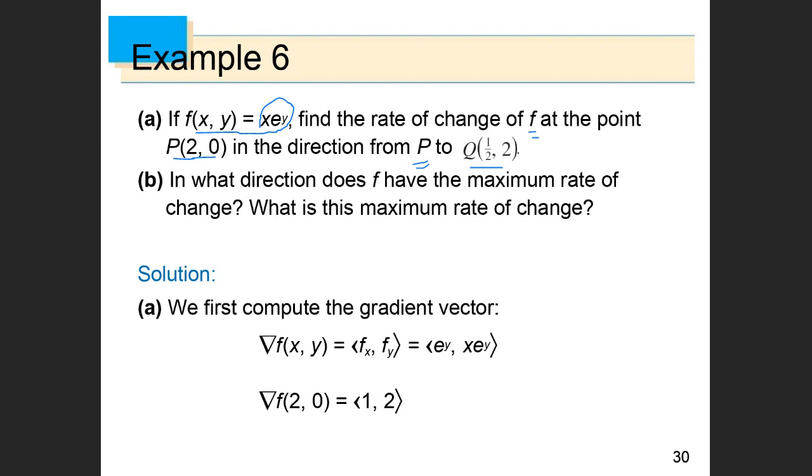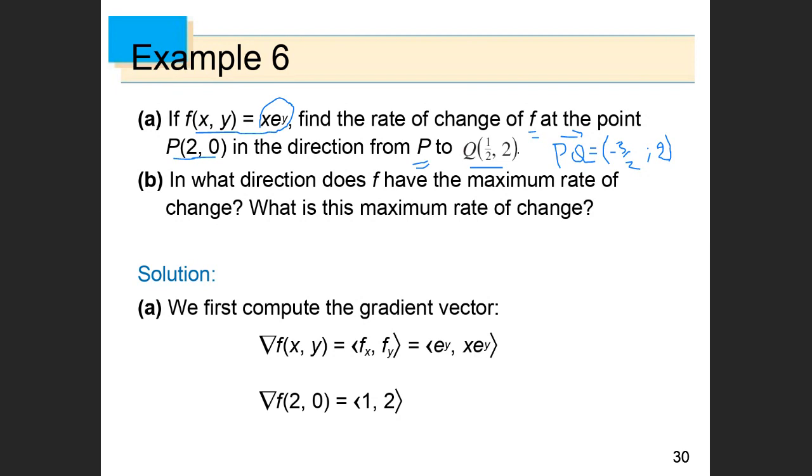So basically, we have the vector PQ here, which you can determine. So what is PQ, guys? You're going to have 1/2 minus 2, which is minus 3 over 2. The second component is 2 minus 0. So this is PQ. We want to go in this direction, and we'd like to find the directional derivative following this vector.